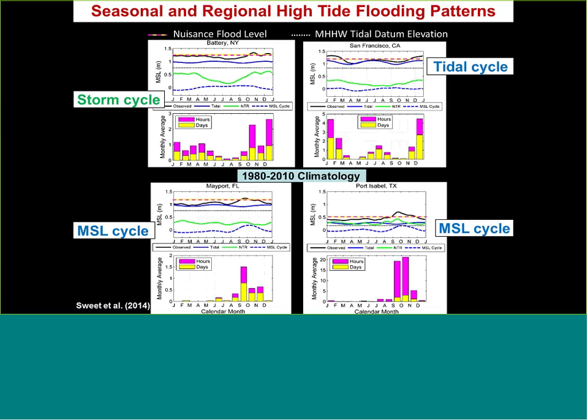Whereas, let's say the Battery in New York City, it's much more of a nor'easter, non-tidal influence. The green line is really the one that's dominating. Whereas in Mayport, Florida, and Port Isabel, you really see this pronounced peak in the mean sea level cycle, the blue dot-dashed line, where you have upwards of a foot difference in mean sea level, let's say in the September, October, and November timeframe, than you do in the late winter. And that's due to seasonal changes, but the tides are riding on top of that, so they tend to be more impacting.